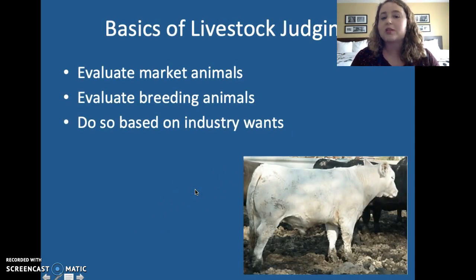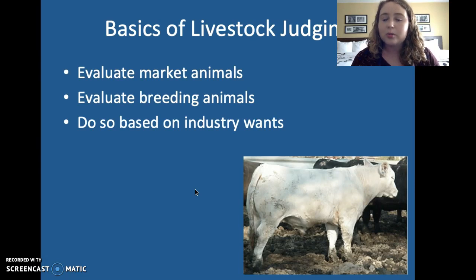Okay, so some basics of livestock judging. We're going to either evaluate market animals or breeding animals. The difference is that market animals are raised for meat, and breeding animals are used to retain in your herd, and you're going to breed them and they're going to produce offspring. So that is the difference between market and breeding.